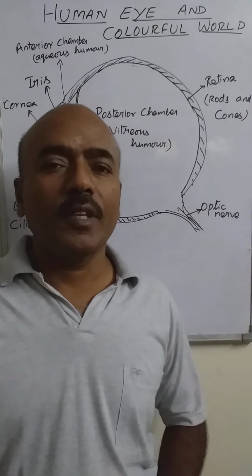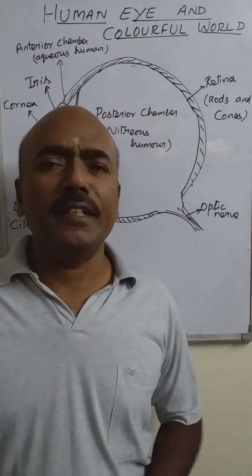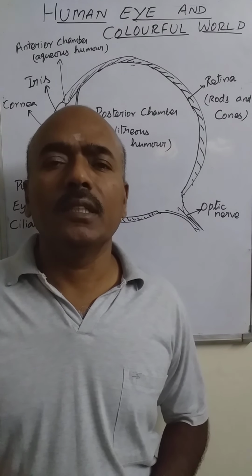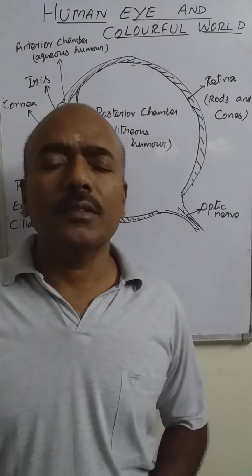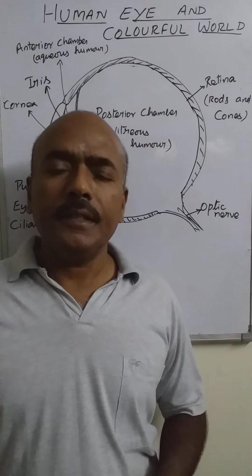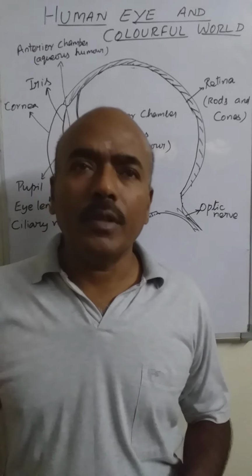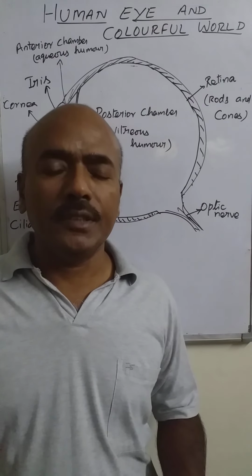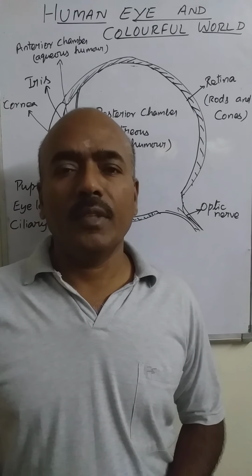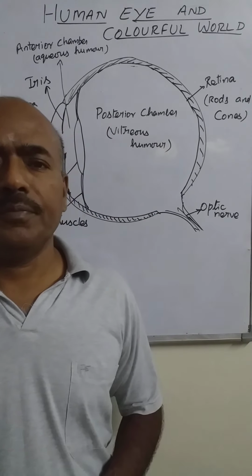Here we are going to start the chapter Human Eye and Colorful World. Though the chapter was completed in Google online classroom, it is given separately for the benefit of children so that they can understand more about this chapter. The chapter Human Eye and Colorful World.